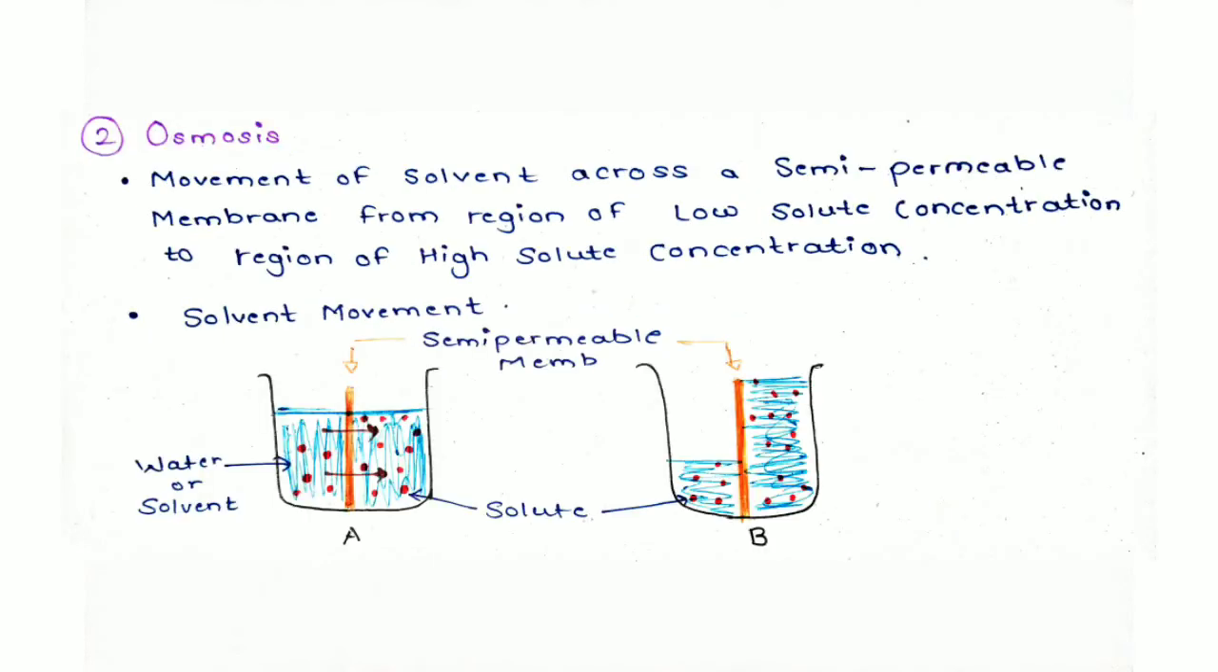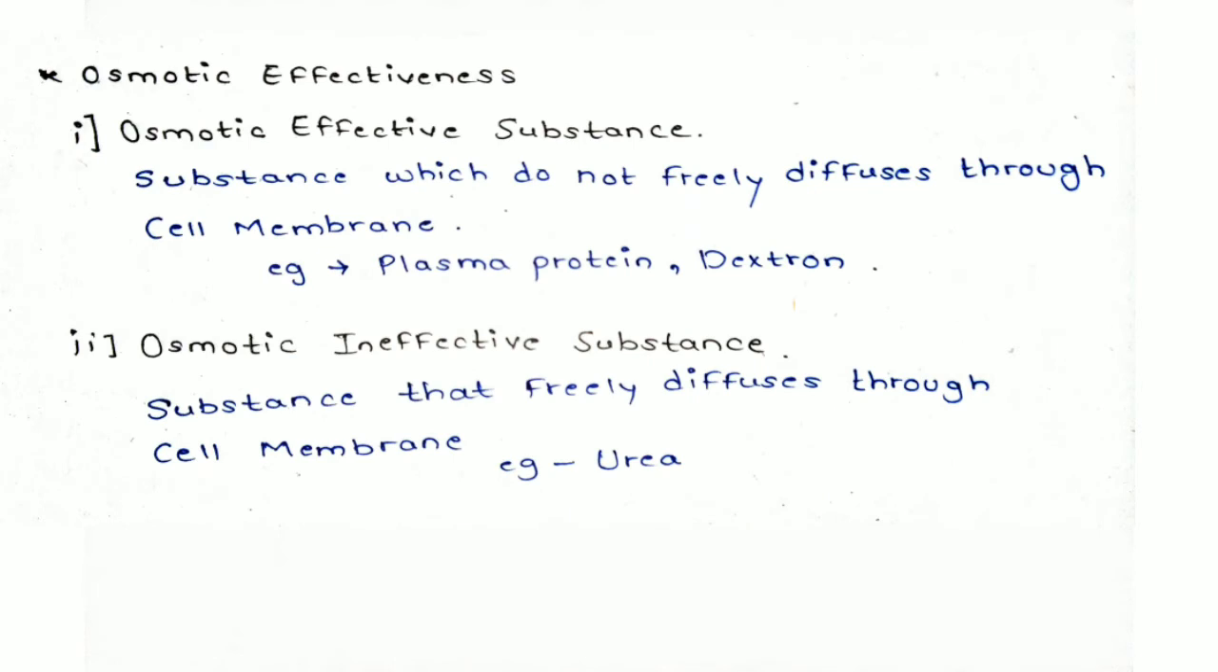So the second type of passive transport is osmosis. It is the movement of water across a semi-permeable membrane from region of low solute concentration to region of high solute concentration, as you can see in the image. It is a special type of diffusion where solvent movement occurs. We'll discuss some terms used in osmosis.